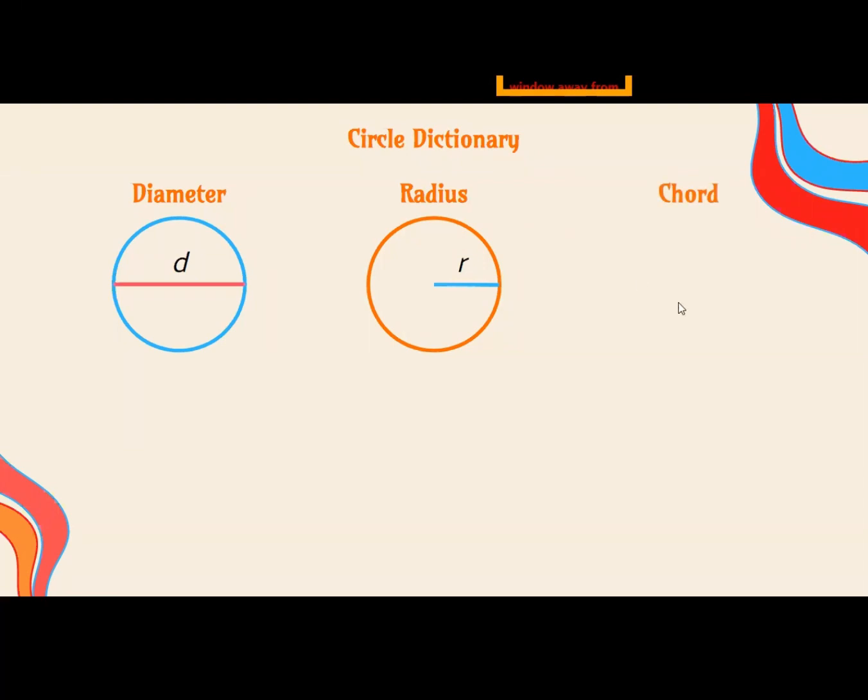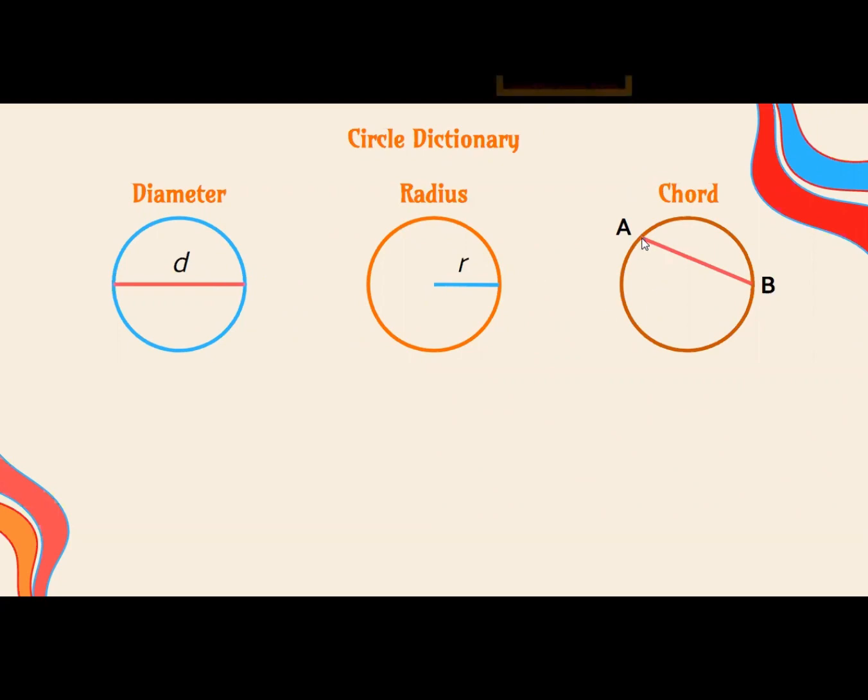And chord. A chord is going to be very different from what we just did. It is going to be a line that goes through the circle and hits it twice. We're going to learn about this later. Just know that it goes a little bit like this. And technically, a diameter is a chord. It's just the longest chord in a circle.